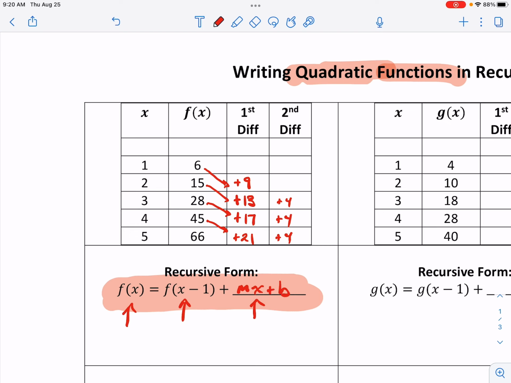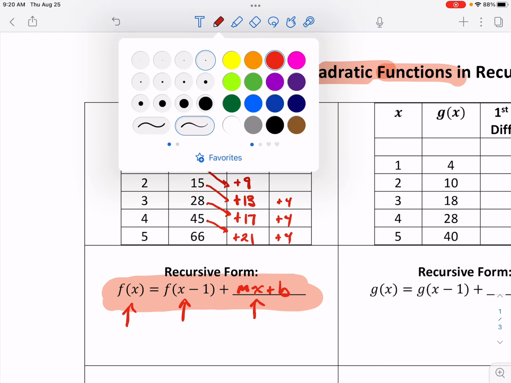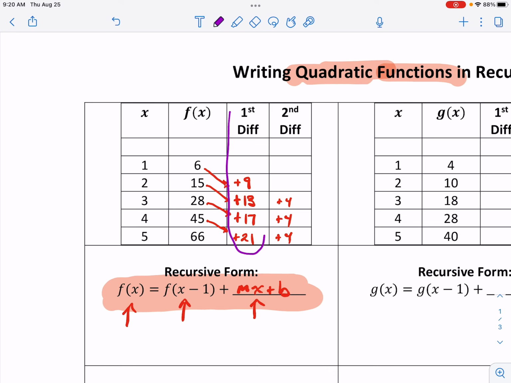That's in slope-intercept form. In other words, the first differences here form a linear pattern, or a pattern that can be written in the form mx plus b, slope x plus the y-intercept. The slope is pretty easy to find. It's this second difference right here. So the mx plus b, the slope will always be the second difference.